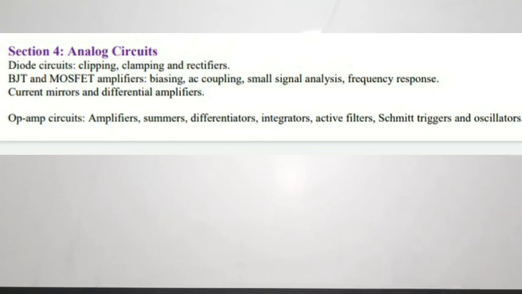Okay, so the first topic is diode circuits, very, very important. Clipping, clamping and rectifiers. You know that a lot of questions can come from this area, from waveforms and numericals. All these types of questions can come, especially from clipping and clamping. Then BJT, MOSFET amplifiers, biasing, AC coupling, small signal analysis, frequency response, current mirror and differential amplifiers.